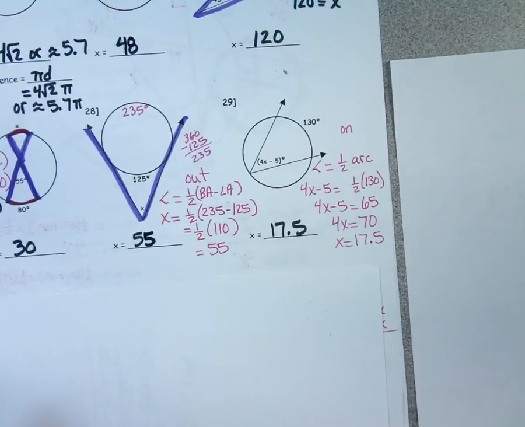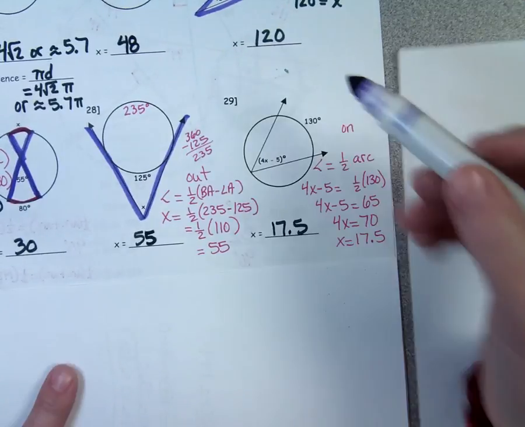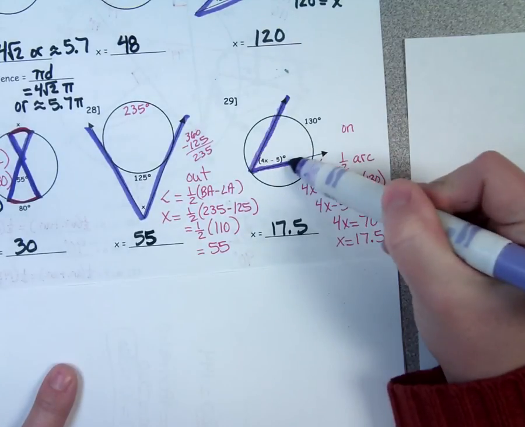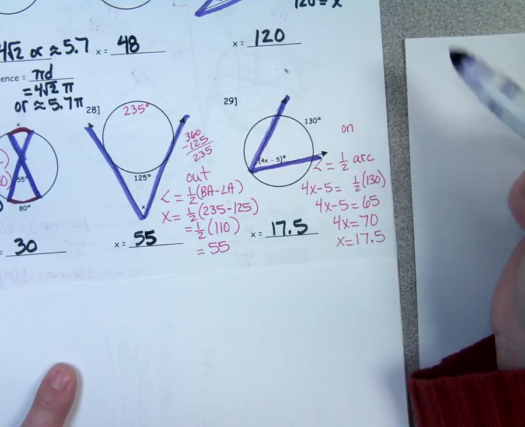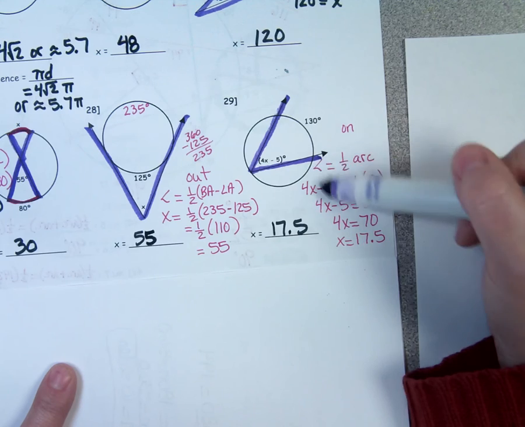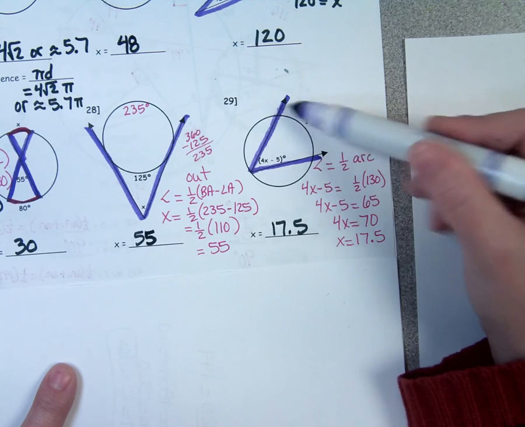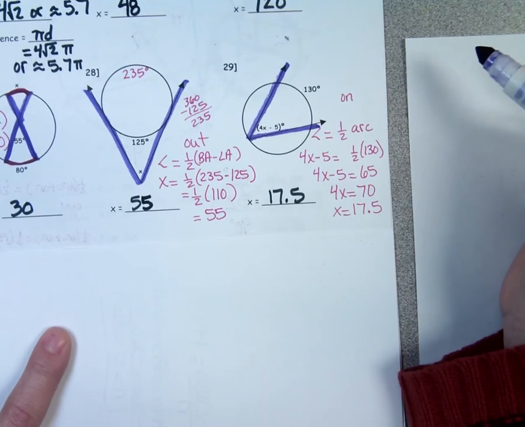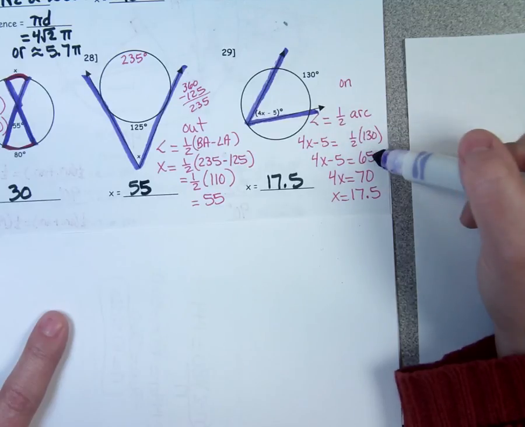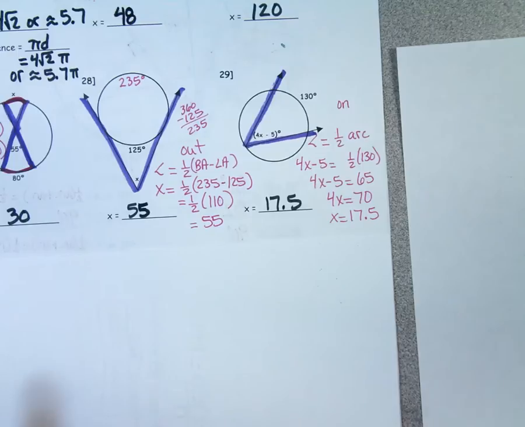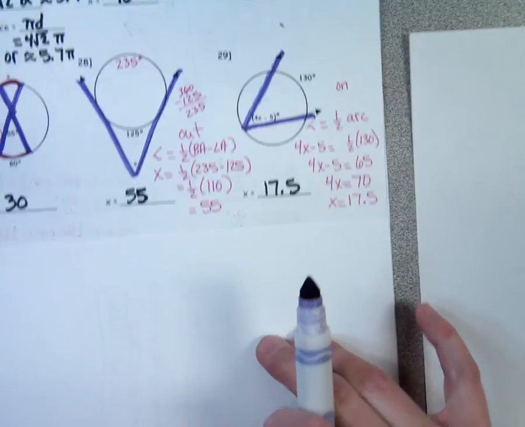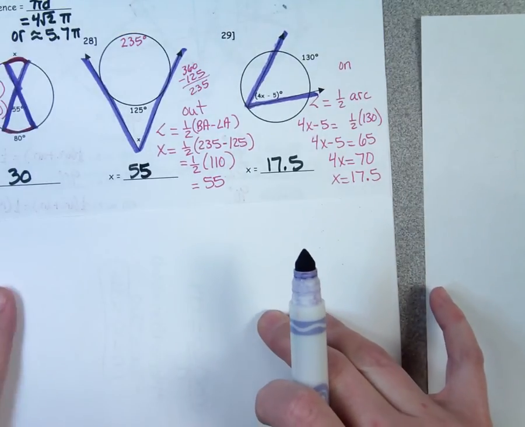Okay, 29. This time we are looking at an angle whose vertex is on the circle. So when it's on, the angle's half the arc. So my angle, 4x minus 5, is half of the arc, so half of 130. I went ahead and I took half of 130 and got a 65, and then I just solved that equation. So there was a little practice of our in, on, and out.